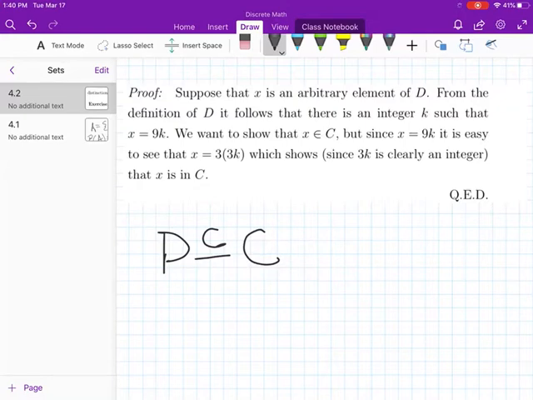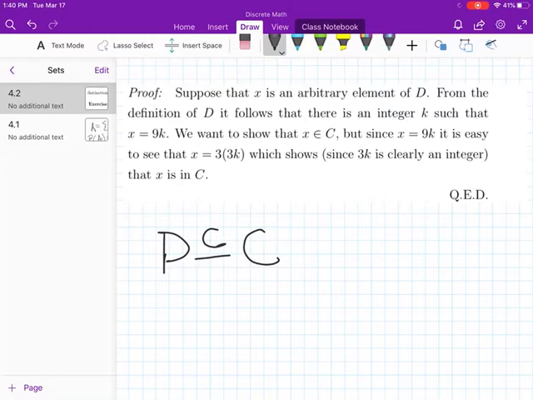So I suppose that X is an arbitrary element of D. I'll use the definition of what it means to be in D. In this case, you know that D was things that are divisible by 9. So if X is in D, which I'm supposing, I know from the definition that X is equal to 9 times some integer K. We want to show that X is an element of C.